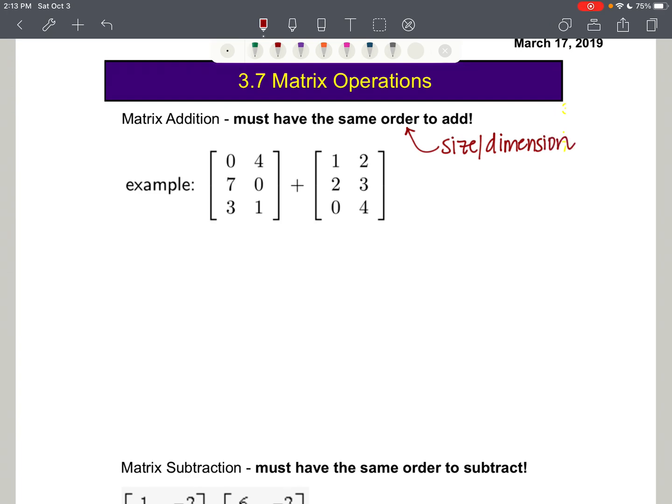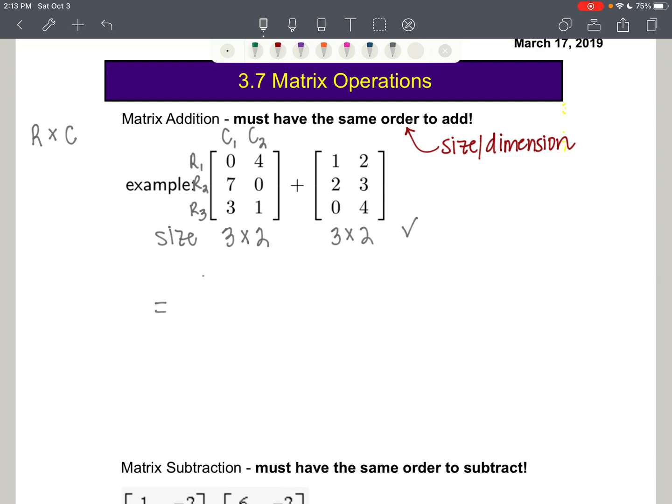So the size of the matrix on the left is a 3 by 2. Remember, it's rows by columns. So this is 3 rows by 2 columns. Column 1, column 2, row 1, row 2, row 3. And this other matrix on the right that we want to add is also a 3 by 2. Because they have the same size, the same order, the same dimensions, we're able to add them.